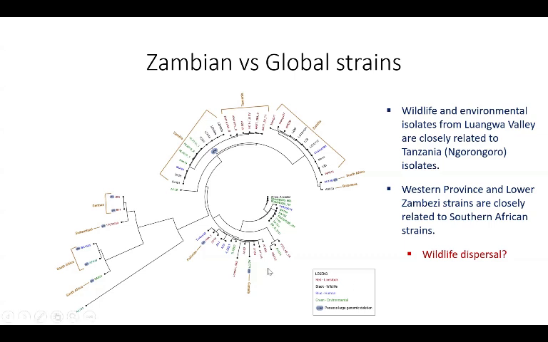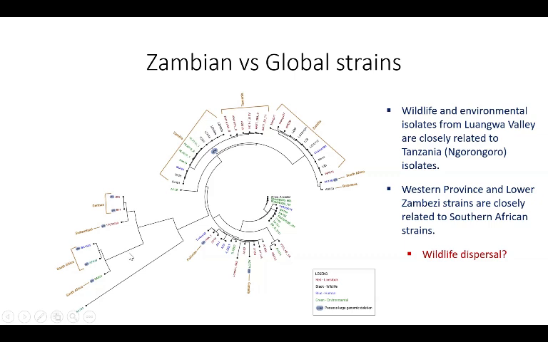If you look on the diagram, there is SA 020, which is a South African strain. Then there is also AF03, which is from South Africa. This was in the database.